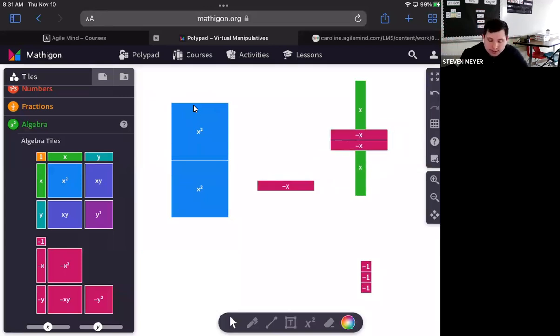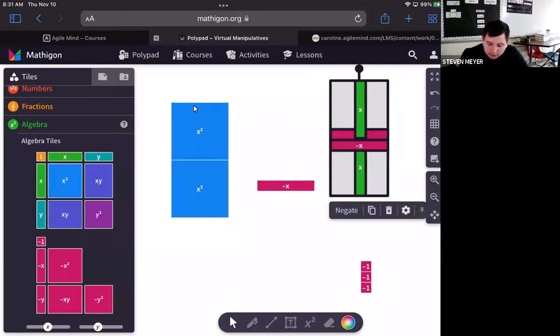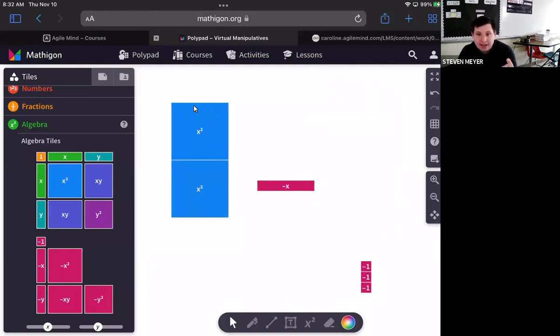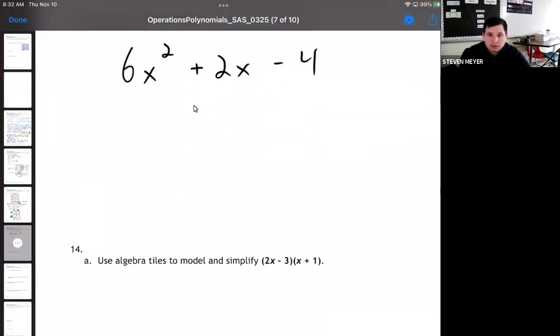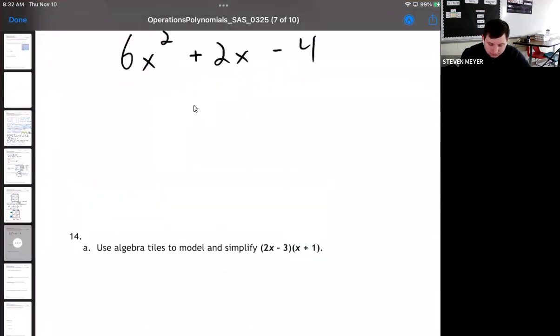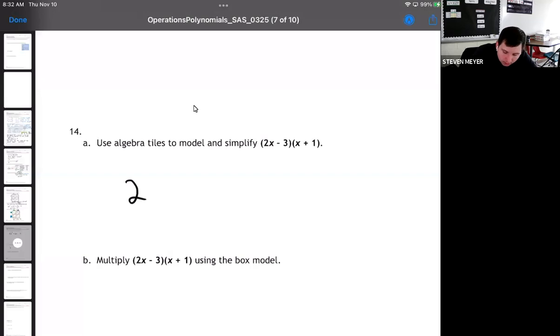2x and minus 2x cancels out to be 0. So I can clear these off, and that leaves me with 1 negative x. And then I have 3 negative 1s, so it ends with a minus 3. So when writing that out, we'll put 2x squared minus 1x minus 3. When you have a minus of 1x, you don't need to put the 1 in front of it. I can just put minus x, and that means the same thing.